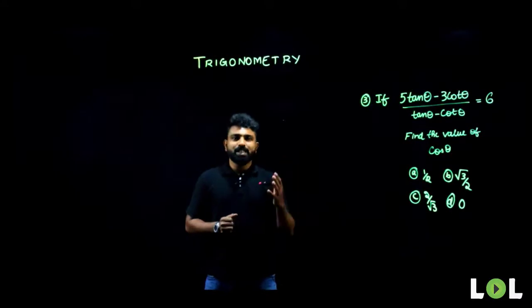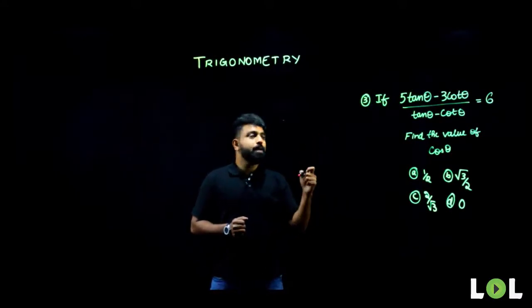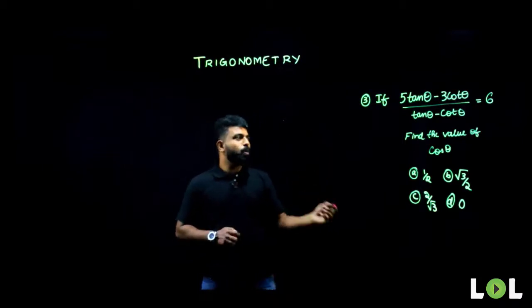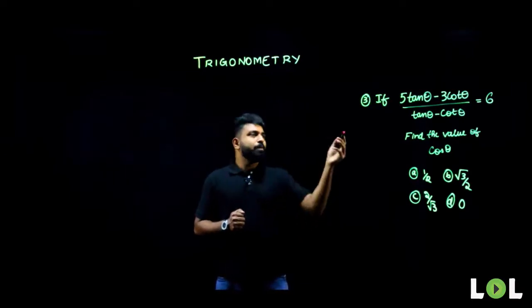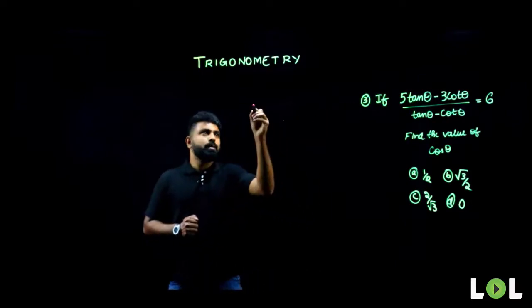So what is the next question here? They're asking, if 5 tan theta minus 3 cot theta divided by tan theta minus cot theta is equal to 6, then find the value of cos theta. How do we solve this problem? Let me quickly simplify the equation that they've given here.